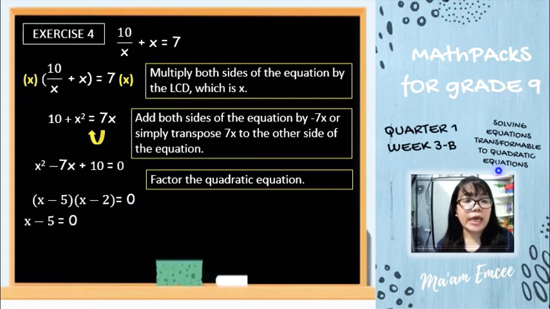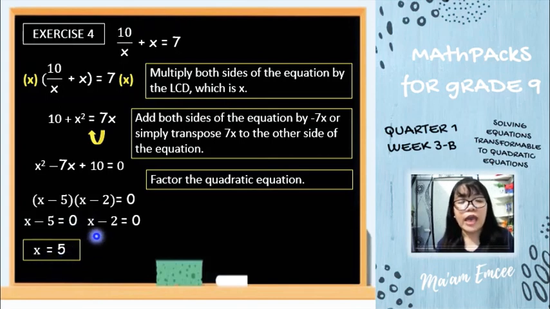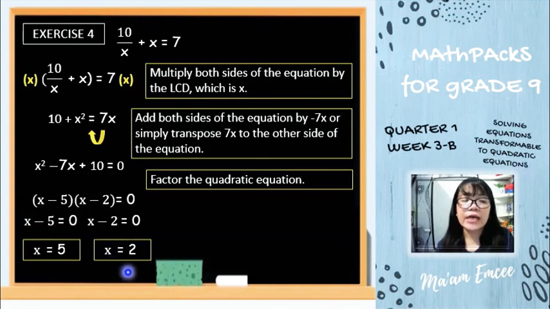We then equate each factor to 0. So x minus 5 is equal to 0, x minus 2 is equal to 0. And to solve for the value of x, we transpose negative 5 to the other side of the equation. x now is equal to positive 5. And we also transpose negative 2 to the other side, then x now is equal to positive 2. So our two solutions are x is equal to 5 and x is equal to 2.